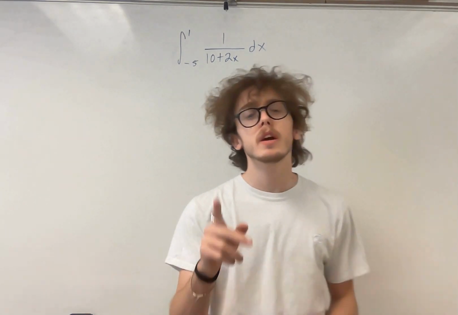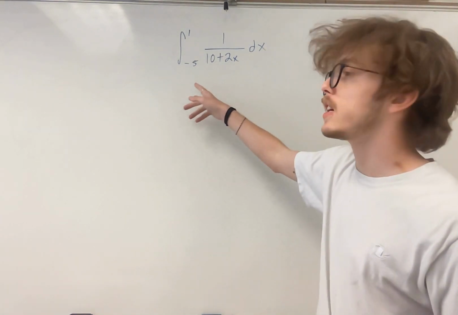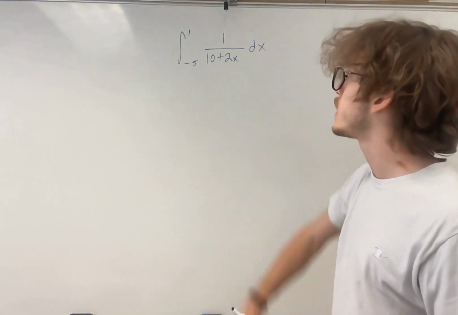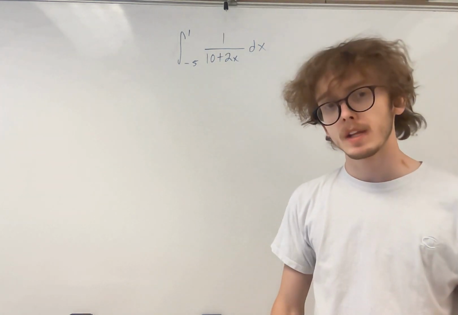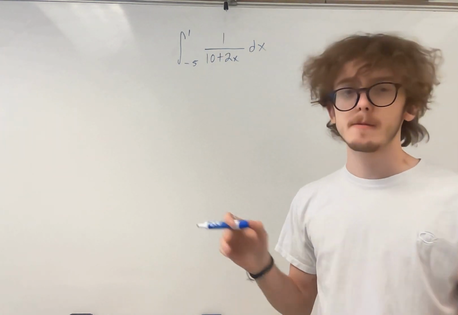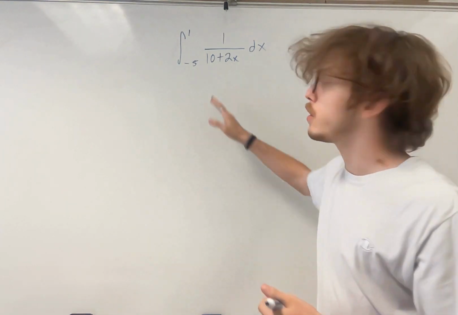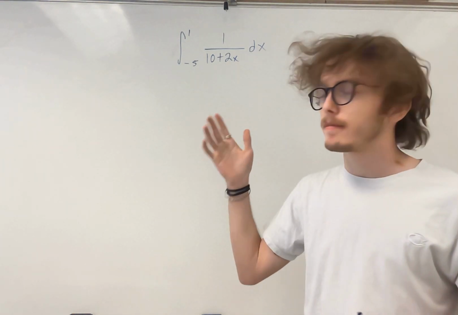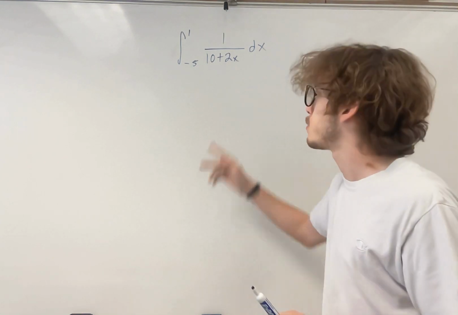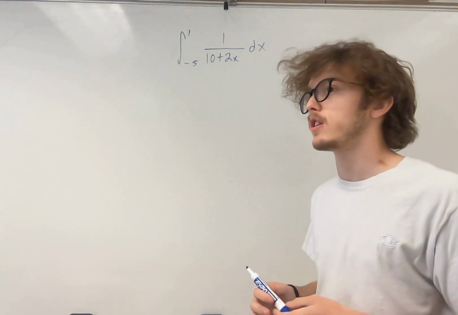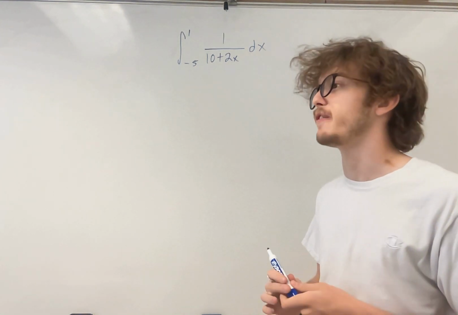So in this problem, we are asked to evaluate the integral from -5 to 1 of 1 over 10 plus 2x dx. How exactly do we go about this? Well, there's something you need to know. This is a simple u-sub problem. You'd get ln of something, right? Because it's 1 over a function of x, a linear function, linear factor.